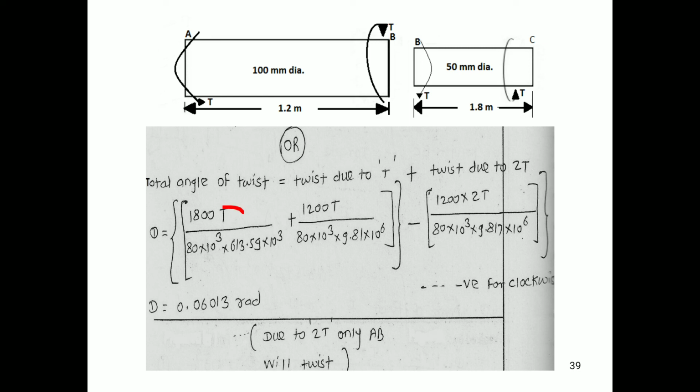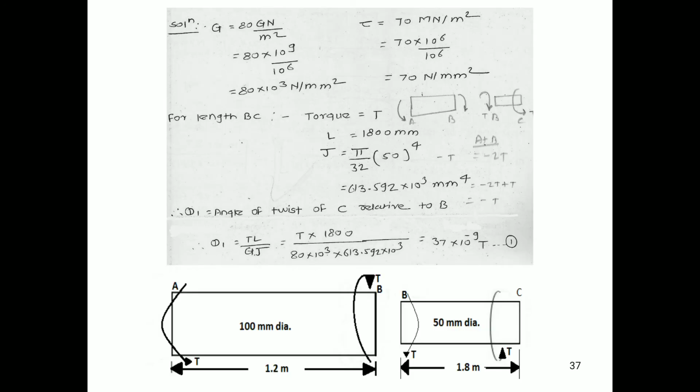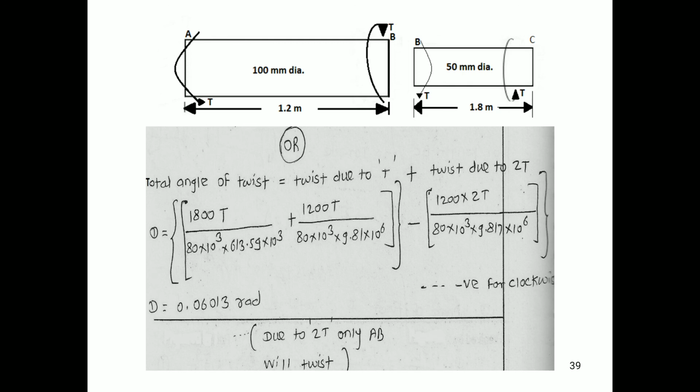So T will be unknown. L for the BC is 1800, I have converted into mm. G will be 80 into 10 raised to 3 and J is 613.59 into 10 raised to 3, which we found in this equation, plus TL upon GJ of AB. So L of AB is 1200, G will remain 80 into 10 raised to 3 and J will be 9.81 into 10 raised to 6.